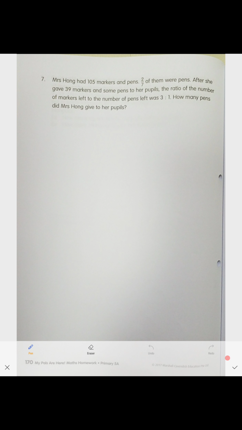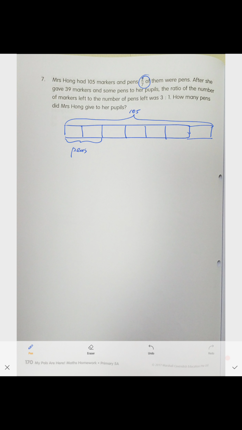Mrs. Hong had 105 markers and pens. We know the total. 2/7 of them were pens. Markers and pens, there are only two types of items. So we have some certain total, and we have our fraction of pens. How many total units? 7 units, 1, 2, 3, 4, 5, 6, 7. We know the total is 105, and we know the fraction, 2/7, so 2 units is pens. Logically, the rest is markers.